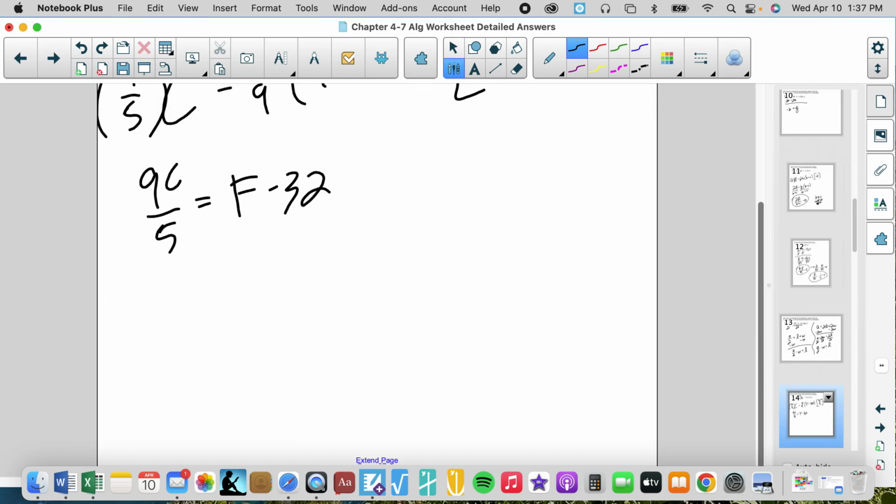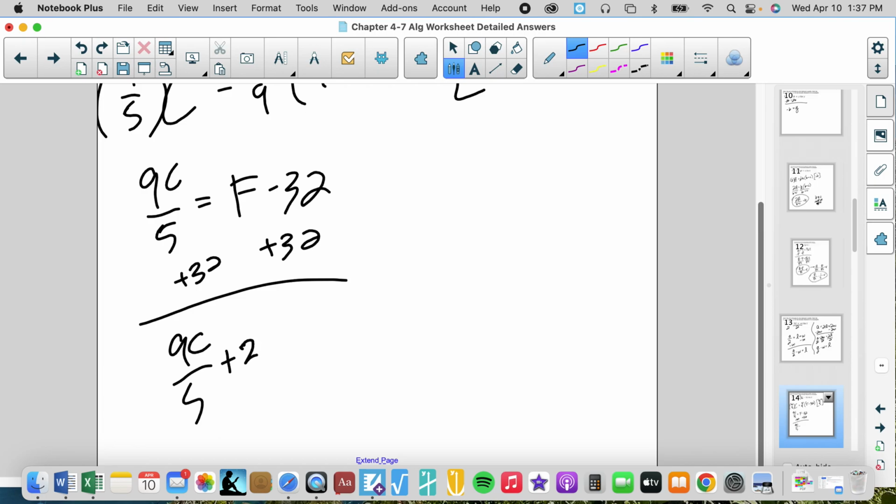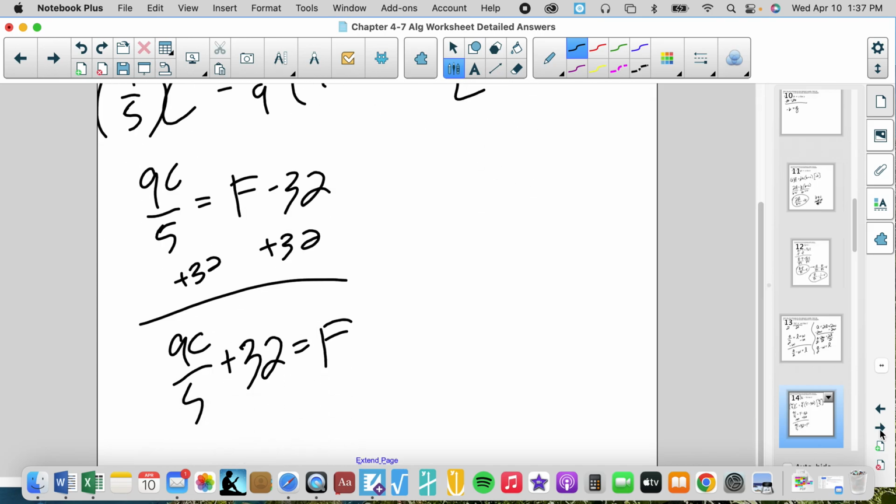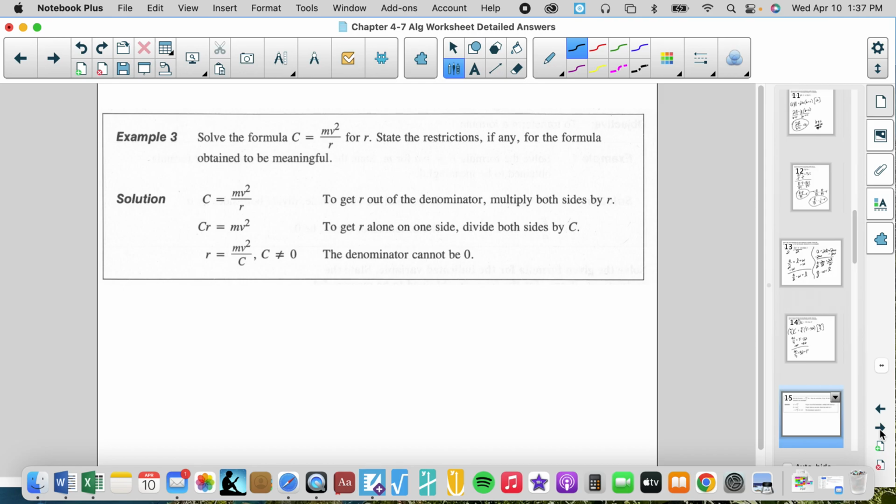And now we just add 32 to both sides. 9C, oh, that's a capital C. 9C over 5 plus 32 equals Fahrenheit. And that's the way that you convert Celsius to Fahrenheit. The original is converting Fahrenheit to Celsius. So that's a nice way of doing it.